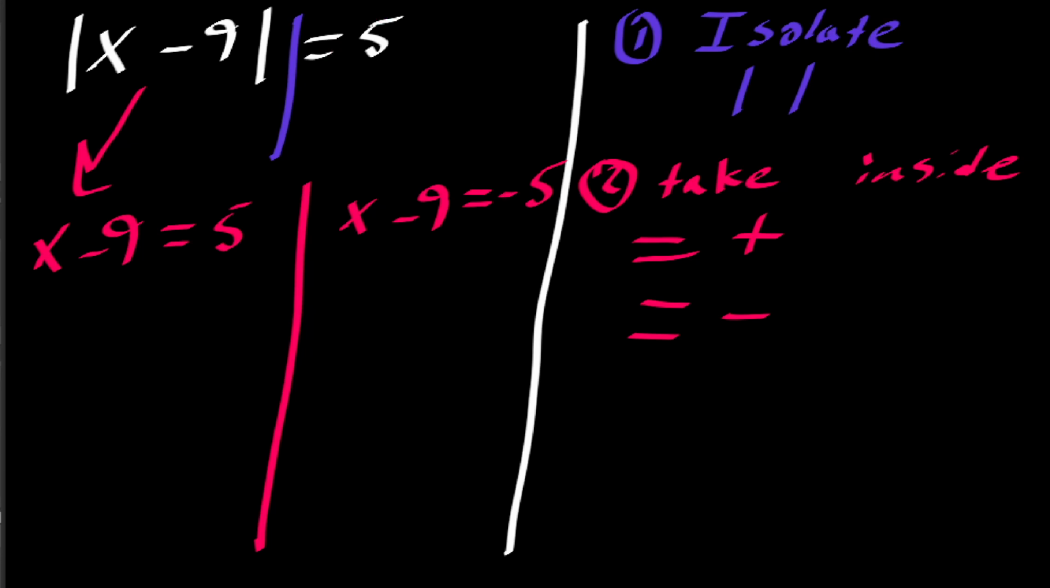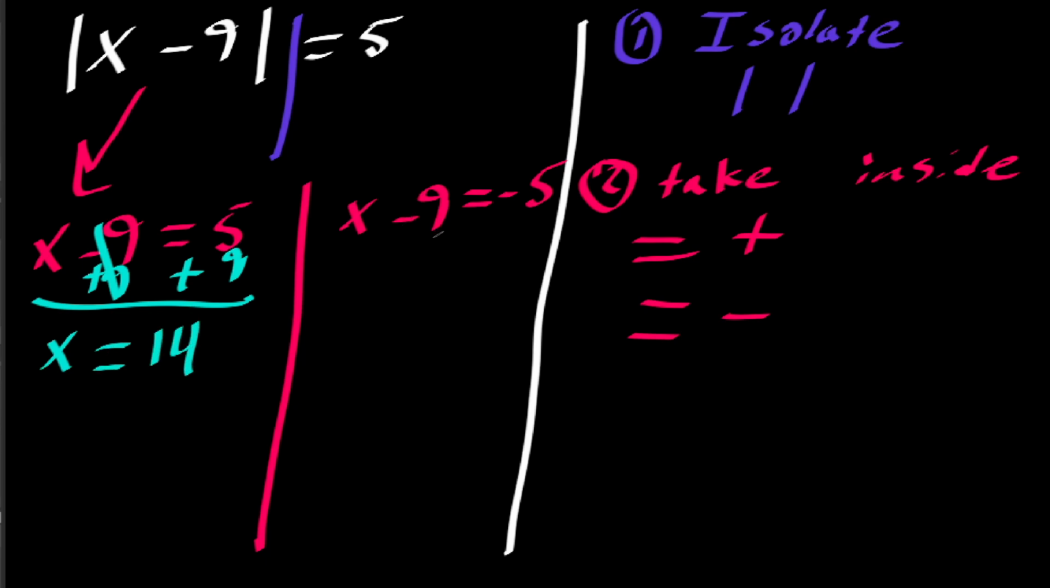All right, so then we just solve each of these. So now, how do I get this x by itself? I'm going to add 9. By now we're probably pretty good at this. So x equals, let's see, that'd be what, 14?